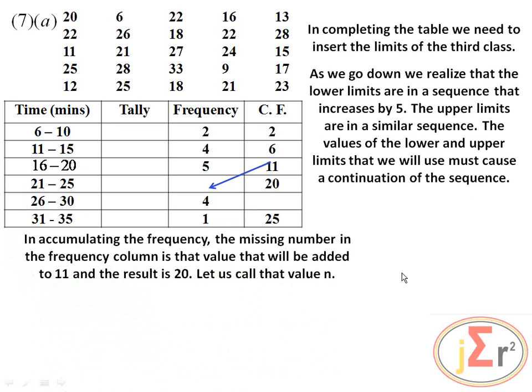In accumulating the frequency, the missing number in the frequency column is that value that will be added to 11, and the result is 20. Let us call that value n. So n plus 11 is equal to 20. n is equal to 9. No problem? See the solution of that simple linear equation?